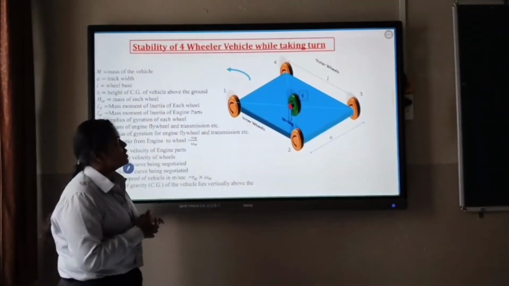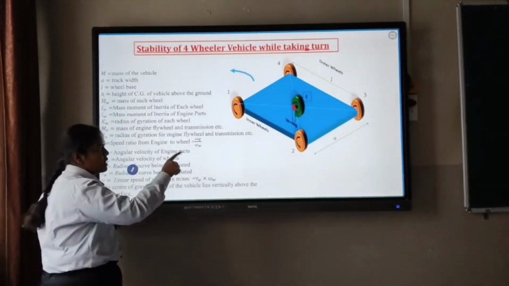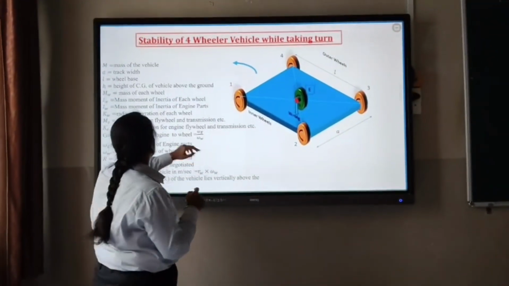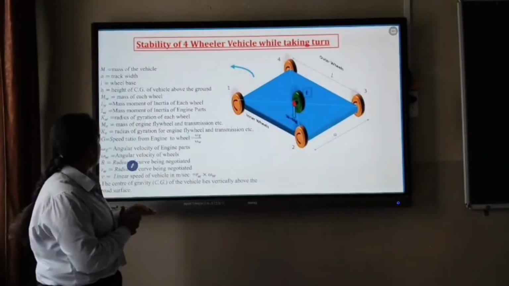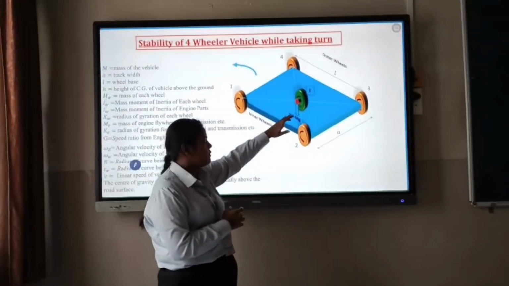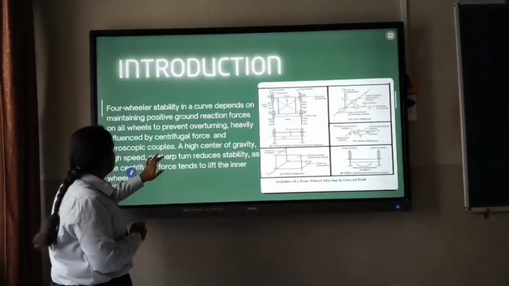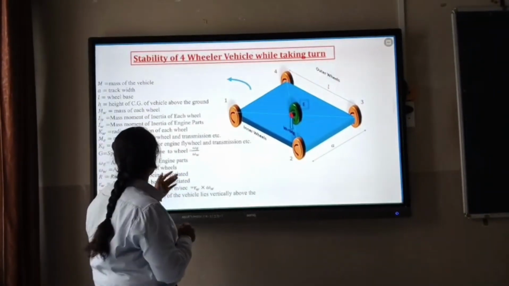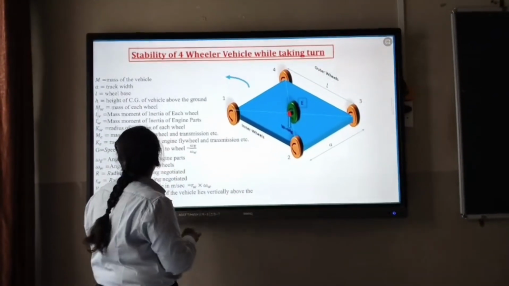Here is the nomenclature of the diagram. M is the mass of the whole vehicle. A is the track width. L is the length of the wheel base. H is the height of the center of gravity from the ground surface. MW is the mass of each wheel. IW is the moment of inertia of the wheel.